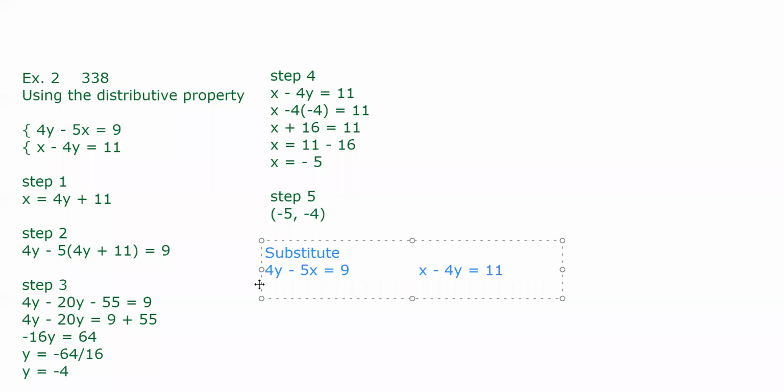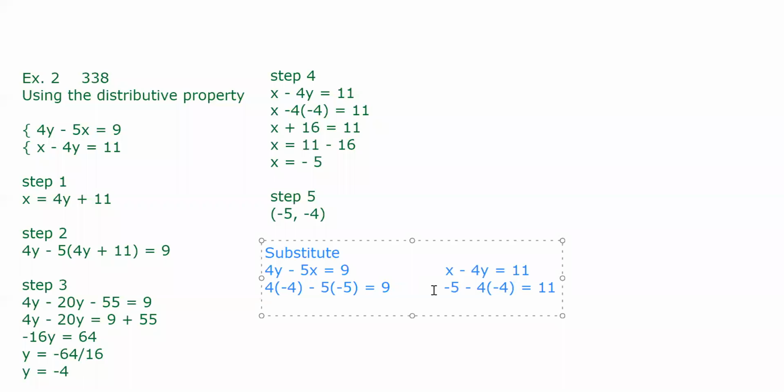Now we substitute the values. 4 times -4, that is y, minus 5 times -5, this is equal to 9. Okay, and for the other example, if x is -5 minus 4 times -4, right? This is equal to 11. So we solve to see if we obtain the same.